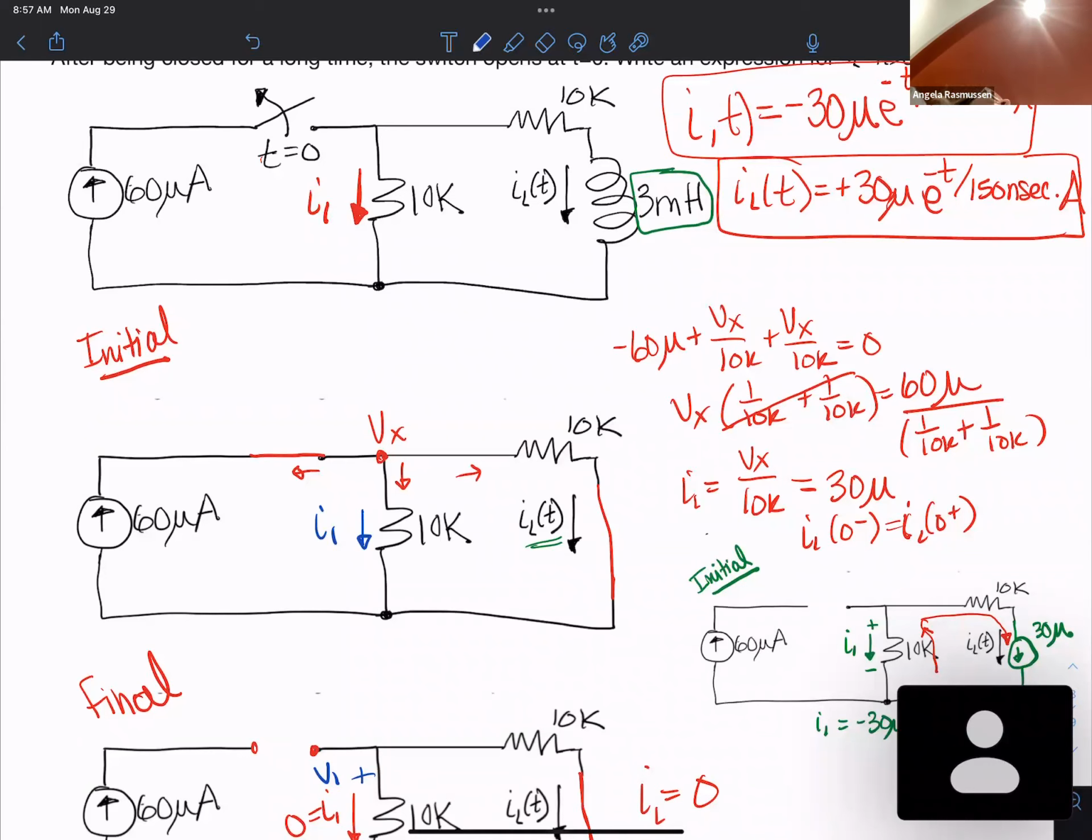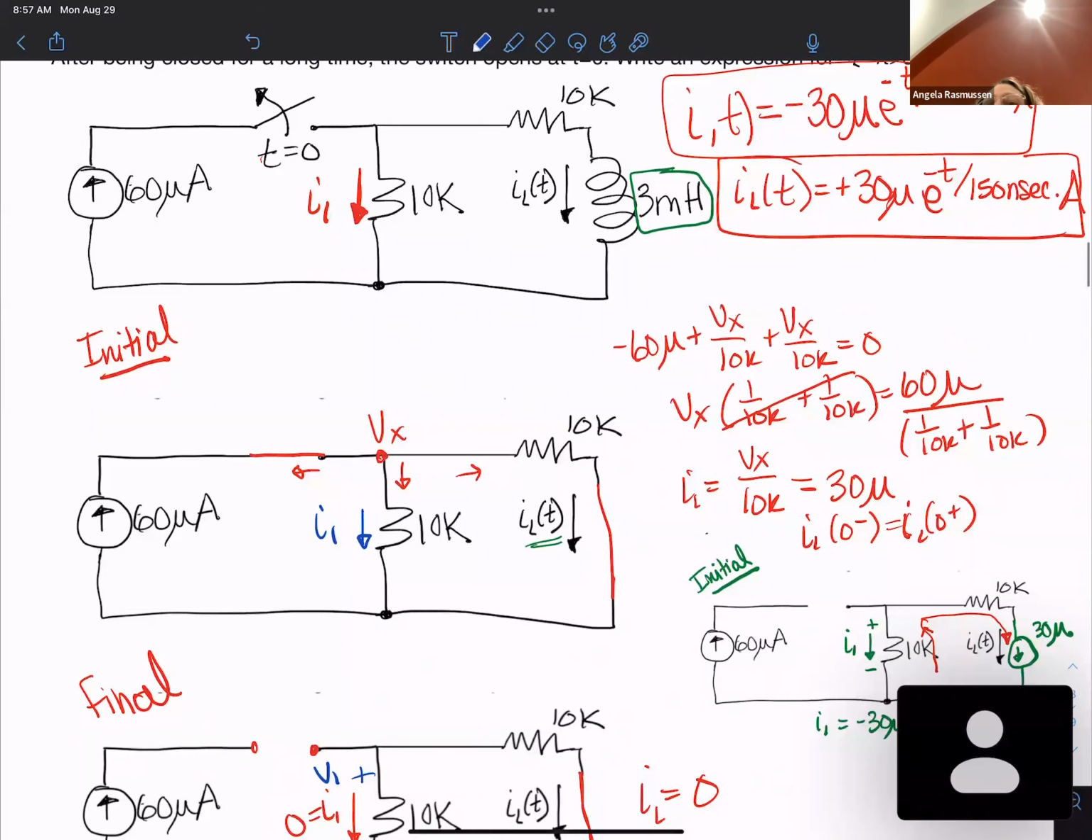Correct. Wherever you start labeling it, whatever value you find for it, don't switch it around because you found it as a negative. Just keep it that way and say, okay, with it labeled this way, it's going to be this value. Keep that consistent, otherwise you will get a little bit more confused. Does that make sense? Yes. Okay. Other questions?